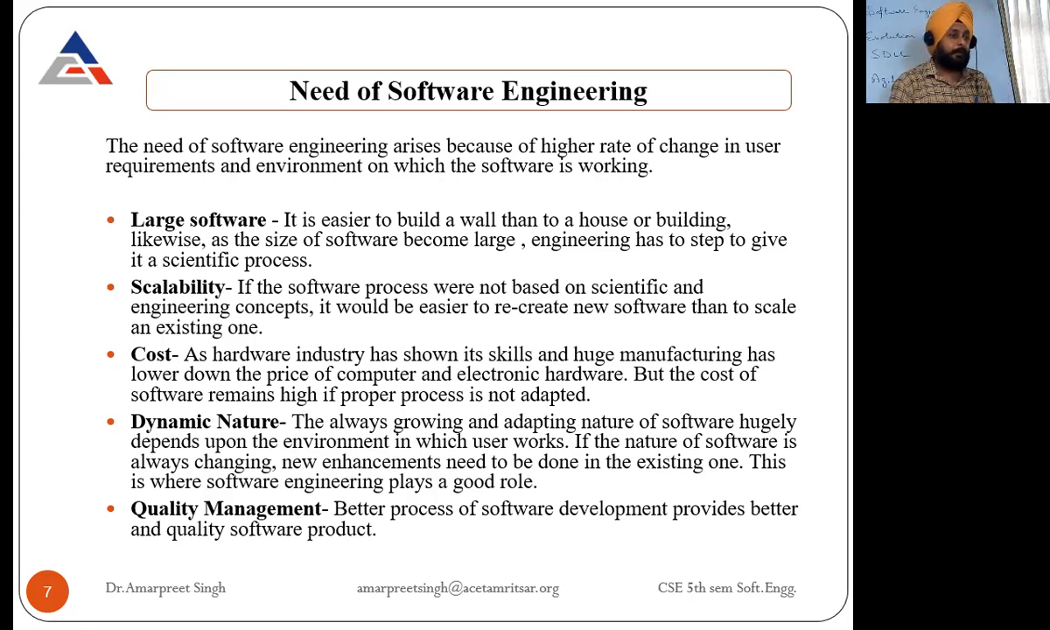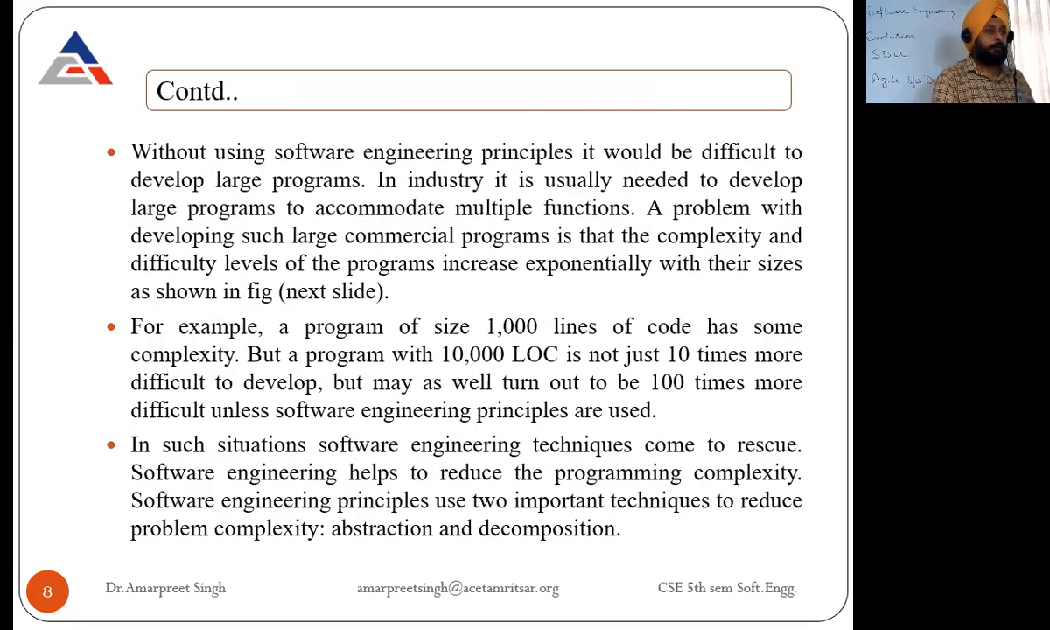Next point is dynamic nature, which I have already discussed with you. And last is quality, which I discussed in the very first point: the main thing which is desired, or you can say your software will remain in the market for a longer period if it is a quality product. So if we want to make a quality software product, then it should be developed through software engineering only. Without using software engineering principles, it will be very difficult to develop large programs.